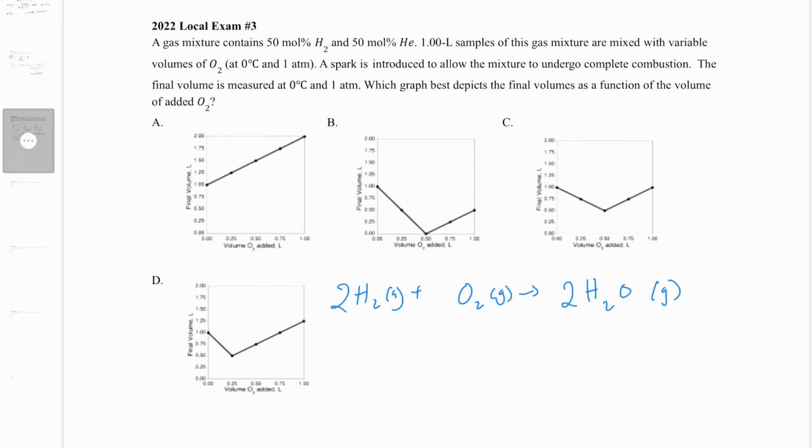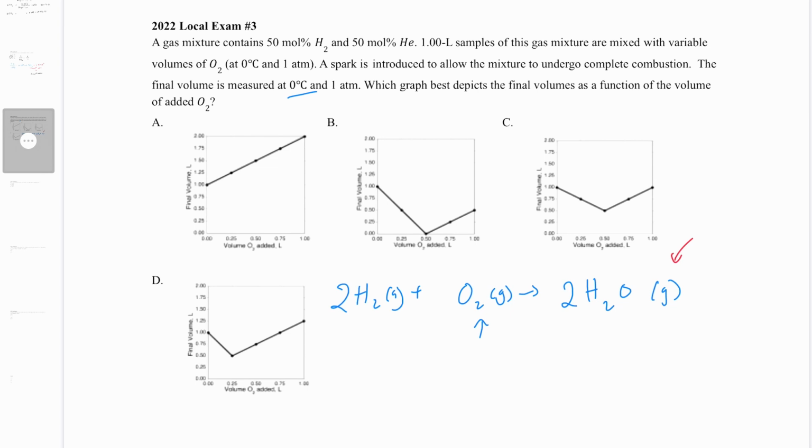The thing about this is that you're going from gas to a gas. So technically, this shouldn't have a change in volume. You should technically just be increasing volume as you add your oxygen gas. But that doesn't happen. And the reason that doesn't happen is because you're measuring at 0 degrees Celsius. So 0 degrees Celsius is your freezing point of water. What this means is that the water that's the gas is going to immediately condense. That means that you're no longer going to have that gas.